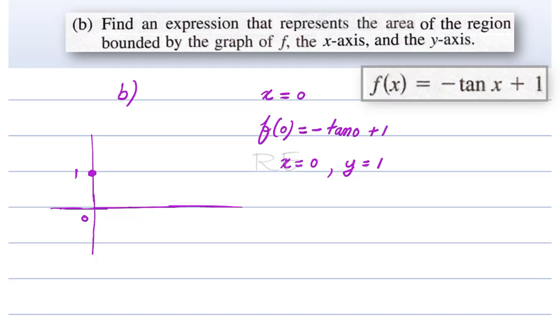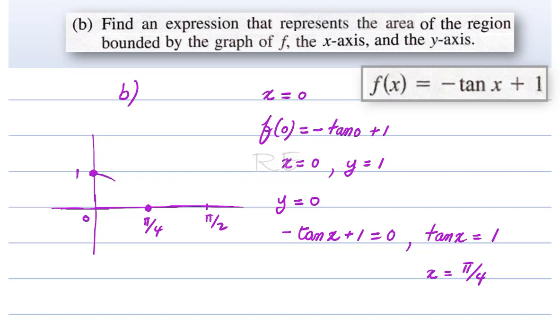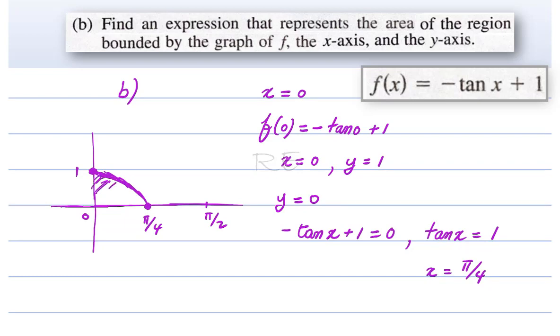And then we're going to look for the x-intercept. We let y equal to 0. Therefore, negative tan 10x plus 1 is equal to 0. Therefore, tan x is equal to 1. And x is equal to pi over 4 in this particular interval. So pi over 2, pi over 4 will be right here. So the x-intercept is pi over 4, and the function is bounded by f of x.